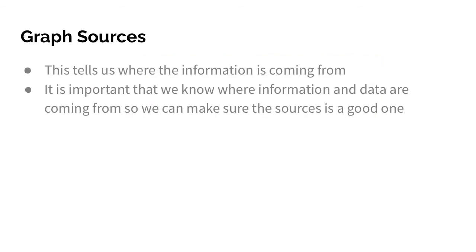So we also need to make sure we understand graph sources. Graph sources tell us where the information is coming from. And it's really important as viewers of information and data that we understand and know where the information we're looking at comes from, so we can make sure that the source is a reliable one. All good graphs should always share the source of their data. If a graph does not readily share the source of their data, it might not be a good graph to look at because they're not willing to share how they got their information.